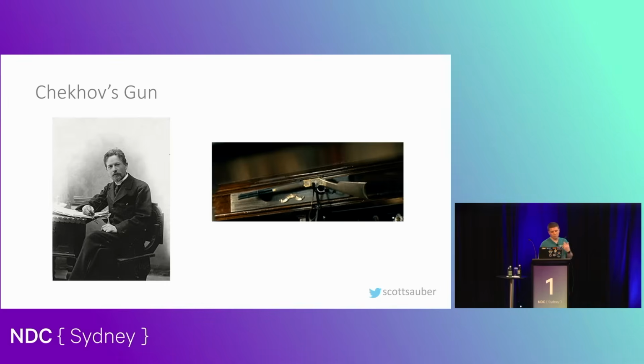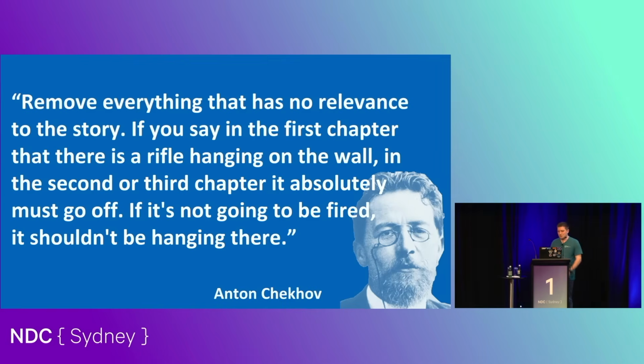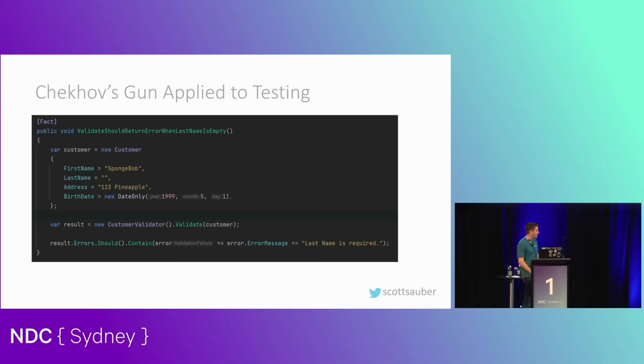But to talk real quick about a tip when it comes to testing, I kind of want to go back to the 1800s and this guy named Anton Chekhov, who was a Russian playwright. And I swear I'll tie this back to testing in a sec. But he had this quote where he said, remove everything that has no relevance to the story. So basically, if a rifle is hanging on a wall in act number one, it should get fired in a later act. Otherwise, it shouldn't have been hanging on the wall in the first place. So really, everything should have a purpose at the end of the day, which, if you're a Game of Thrones fan, you know doesn't always actually happen.